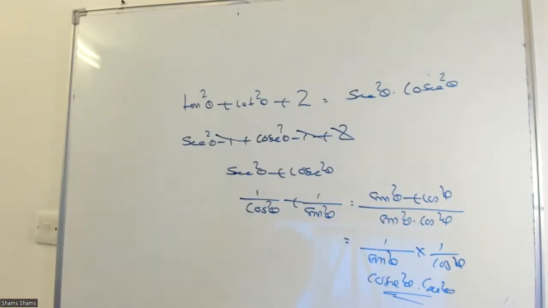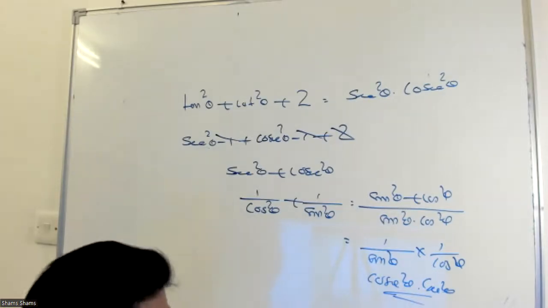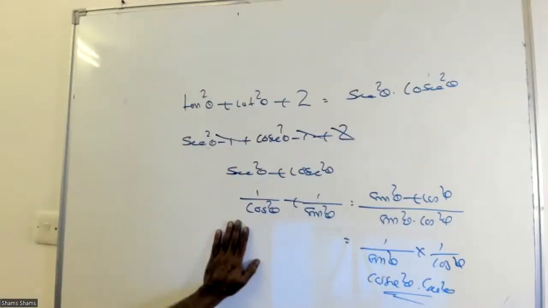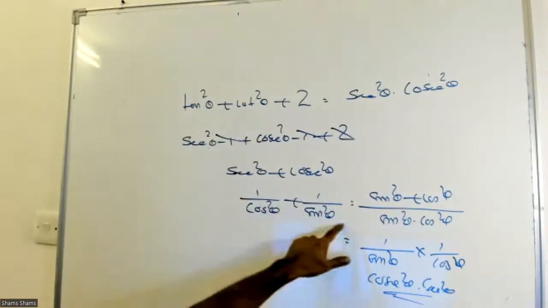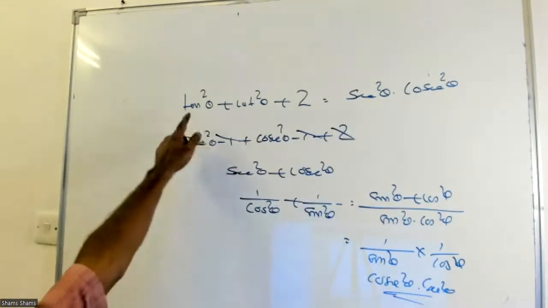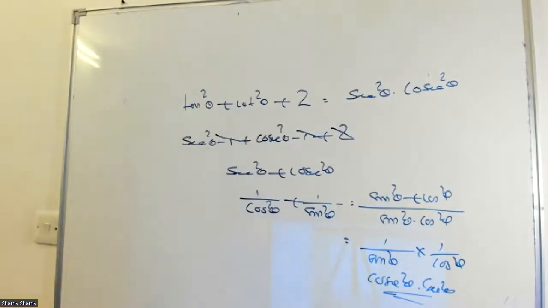Can you explain the second part of the step? Which question? Second part. You reach this one, you got it, right? The same question. Look at here the LHS. LHS is tan and cot. RHS is sec and cosec.